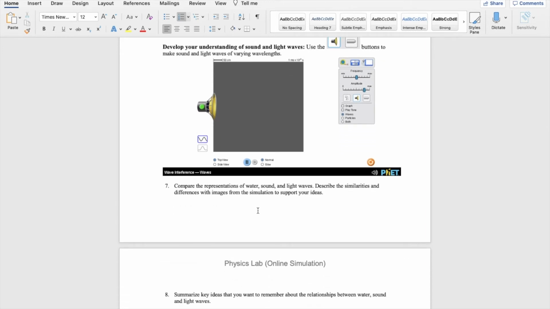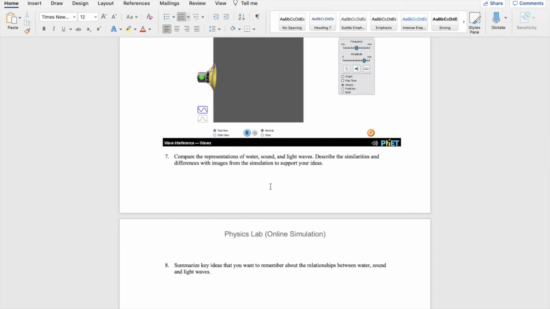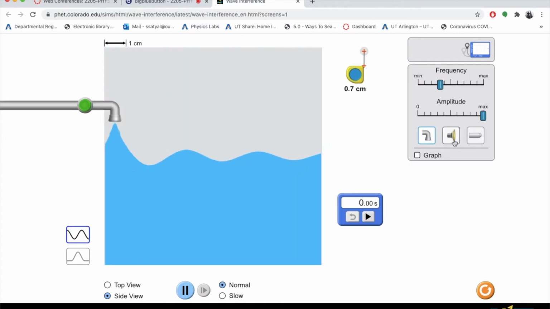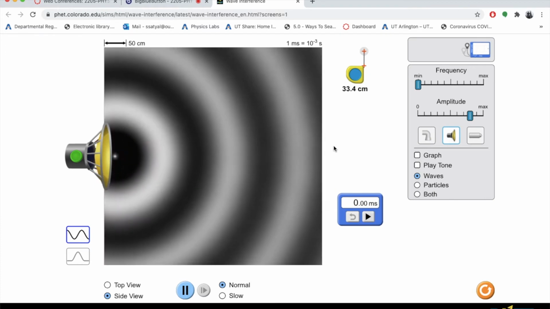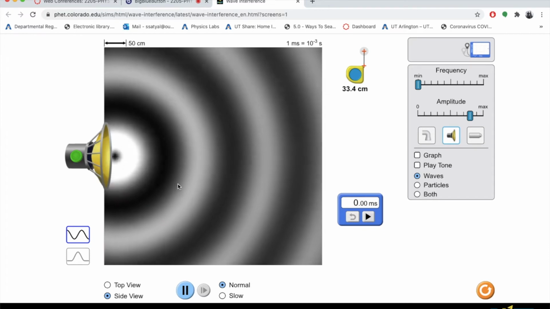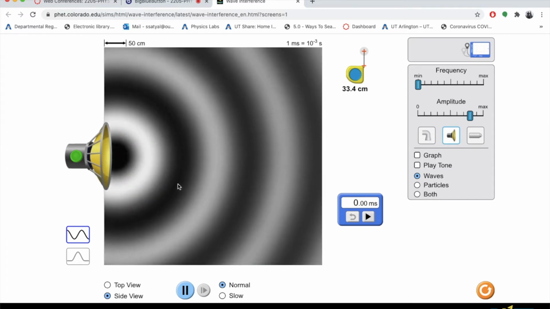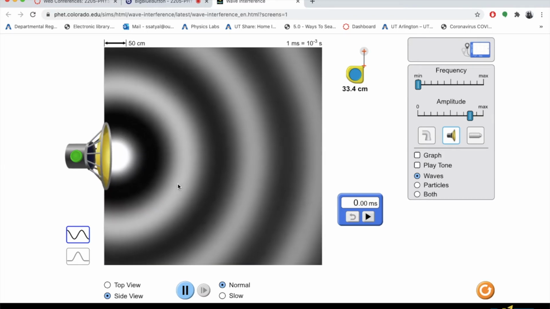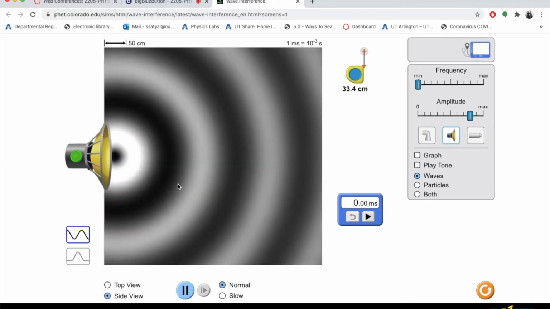Okay, so take a screenshot of all of these water waves, sound waves, and light waves, and what are the similarities and main differences between water, sound, and light. Where do you see difference? The labels are very similar. The formulas are the same. The speed of wave is the same. The amplitude, the crest and trough, the interference wave is the same. But we haven't looked at interference yet.